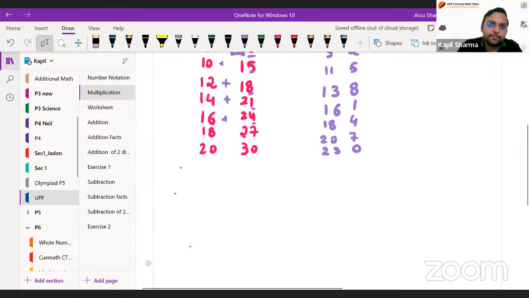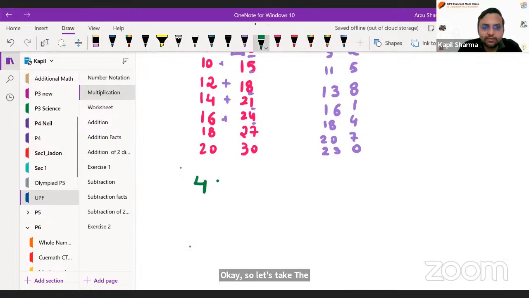So let me give you a question and try to write the multiplication table of this particular number. Okay, so let's take the number 47. So try this. I'll give you a minute.